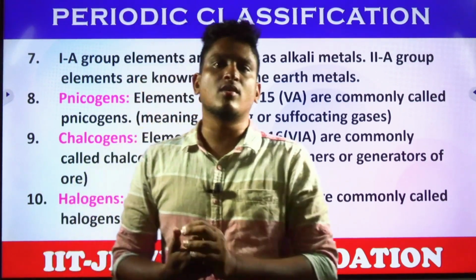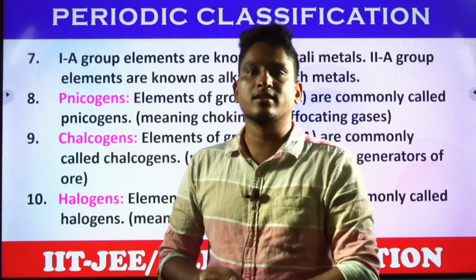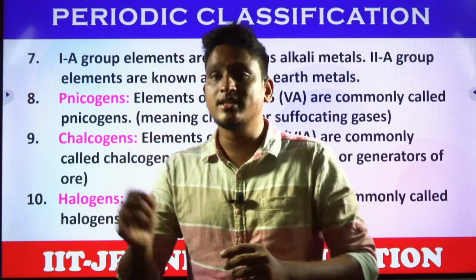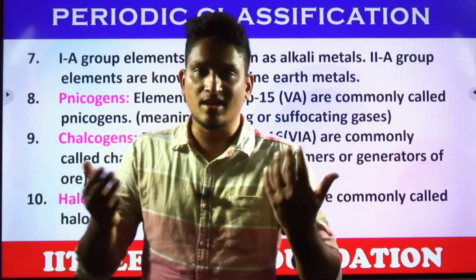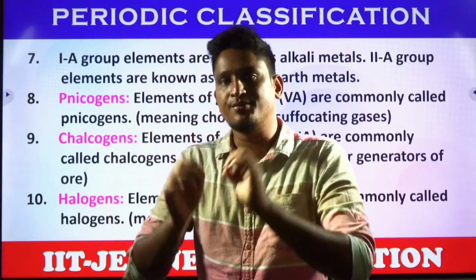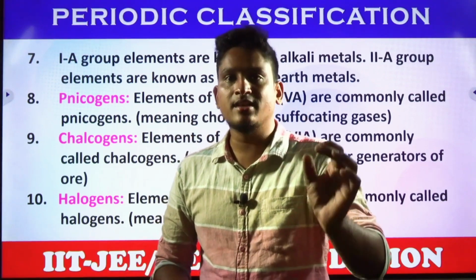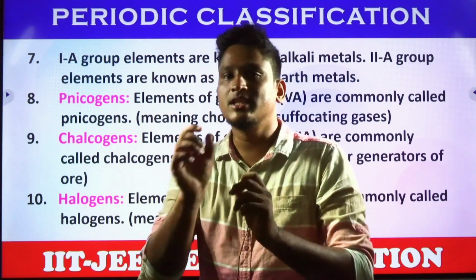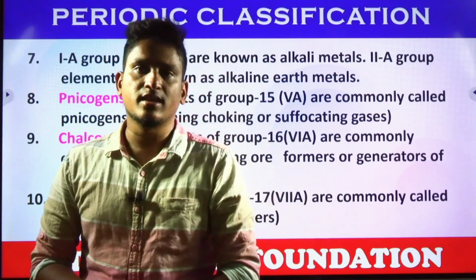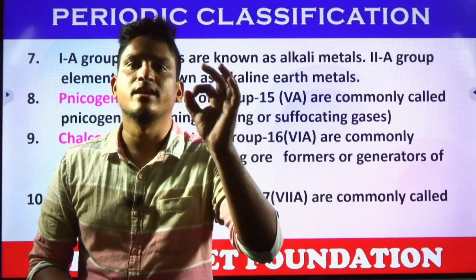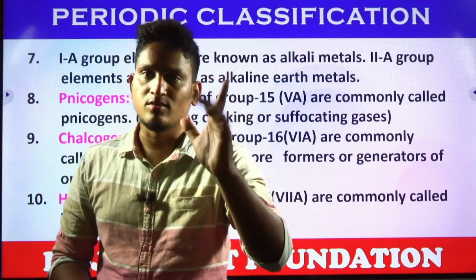Second group elements are called alkaline earth metals. Don't get confused, students, why is earth added? Are they coming from earth? Where are the remaining elements coming from? They are also coming from earth only. Just to give the difference between alkali metals and second group elements, the term earth is added, that's it. Both names indicate they have basic behavior. They are bases. Got the clarity?